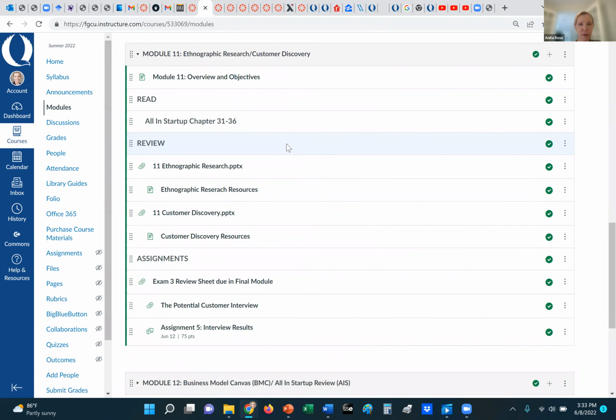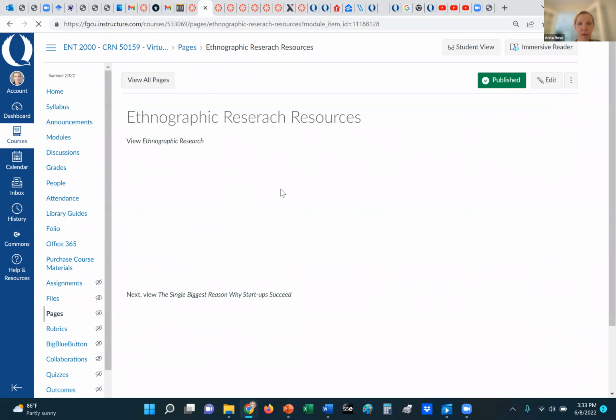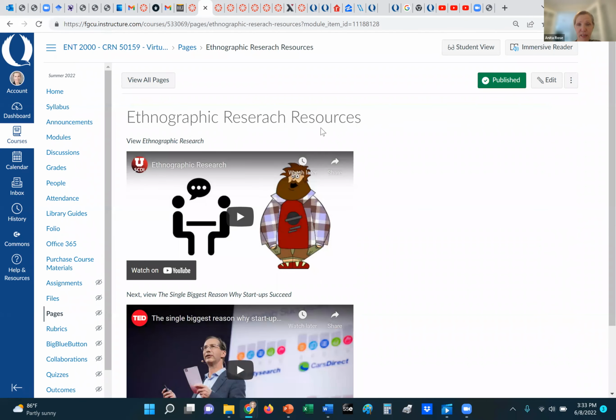Okay, so here in Module 11, you are to read chapters 31 through 36 in the All-in Startup textbook. And then we go into ethnographic research and then customer discovery, and you'll see how they're aligned and connected. All right, so let's take a look at the resources that we have. And I see there's a typo here I have to fix.